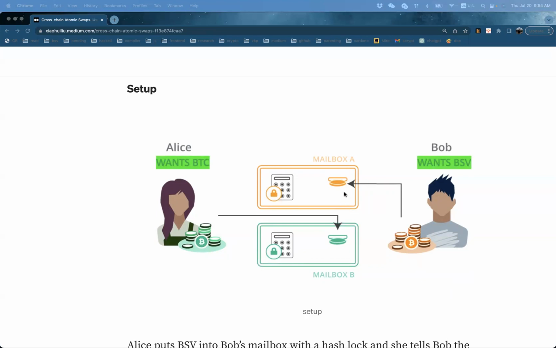Yeah, but what I'm saying is, this happens in this case specifically after Alice has locked up her coins to Bob's mailbox. Okay. So after Alice sends her BSV to mailbox B, he can get the hash and use that very same hash to send his BTC to mailbox A. Is that what you mean? Okay, yes.